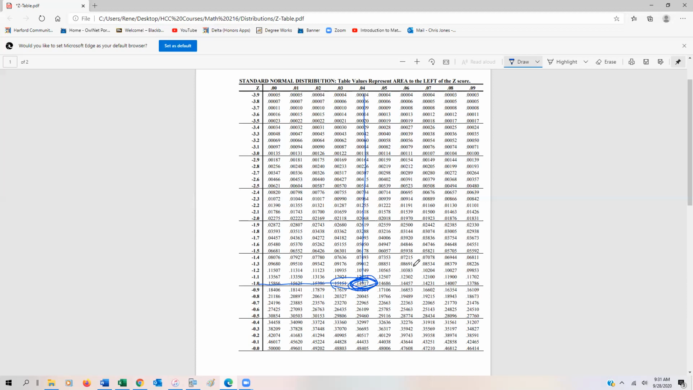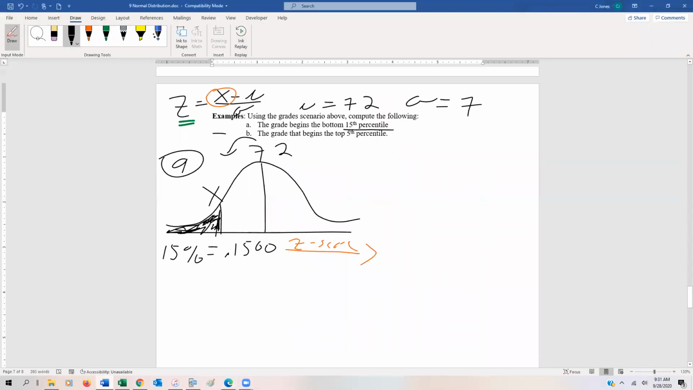And usually what we do is we just say that's the probability, but now we're going backwards and we're looking for the z-score. So the z-score is going to be negative 1.04.